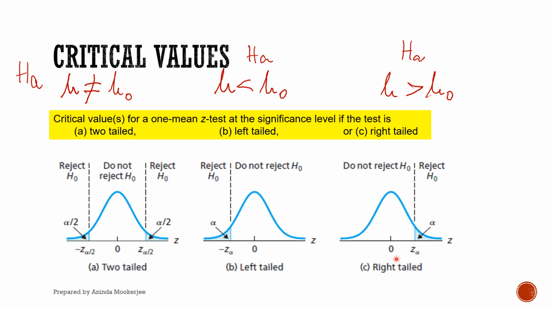So keep in mind again that critical values are z values or t values. They are not areas. We find critical values using the alpha values, but critical values are not alpha values. They are z values or t values.